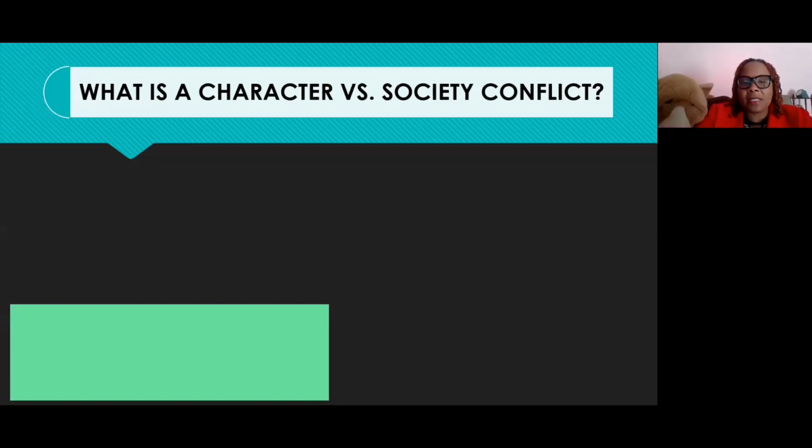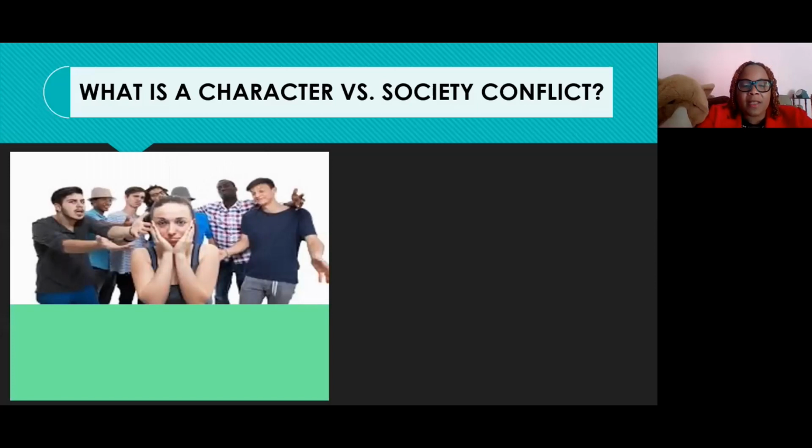And in every society, sometimes the whole island or a whole group of people or a whole school may have a problem with the one character, or the one character may have a problem with everybody else. That's a character versus society conflict. So here we have an example of a character versus society conflict.